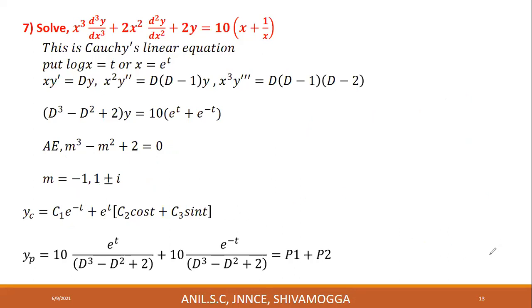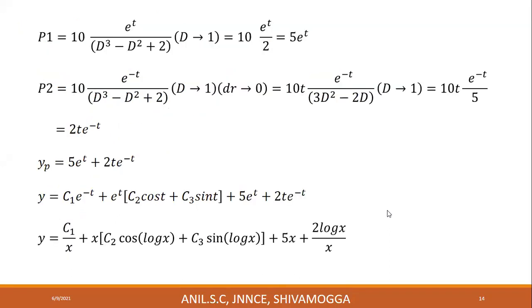That is the complementary solution. And particular integral is 10 into e power t plus e power minus t divided by f of D, which is D cube minus D square plus 2. That is 10 into e power t divided by f of D plus again 10 into e power minus t divided by f of D. We have 2 parts. Let's call these 2 parts as P1 and P2. Therefore, Yp is P1 plus P2. We find P1 and P2 separately.